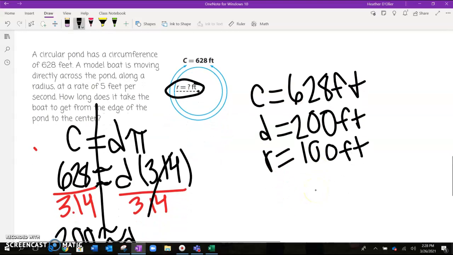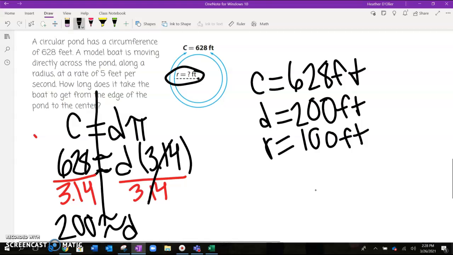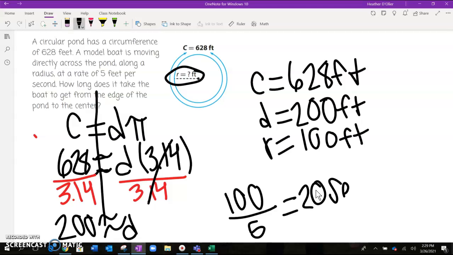It's 100. The operation that takes a total and breaks it into equal pieces is division. I'm going to take the 100 feet and divide it by the 5 feet per second to figure out that it will take 20 seconds. That's using circumference to solve problems.